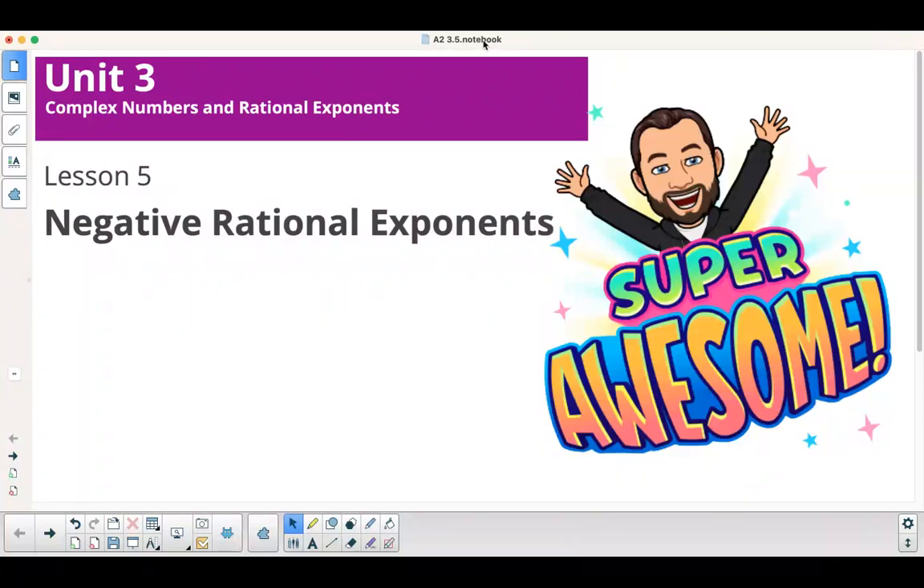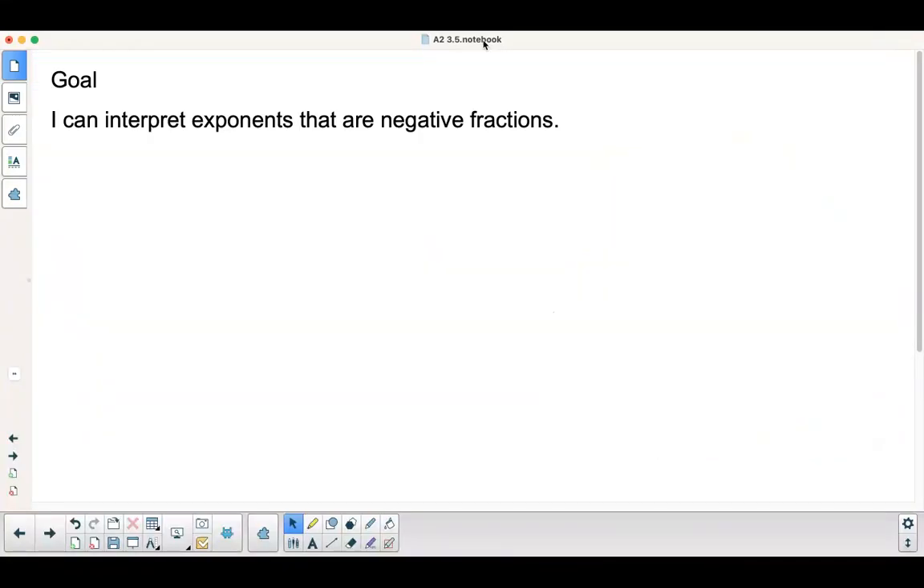Okay, Illustrative Math, Unit 3, Lesson 5 is called negative rational exponents. All right, so our goal is I can interpret exponents that are negative fractions, okay? Negative, obviously everybody knows what negative means. Rational basically just means fraction.